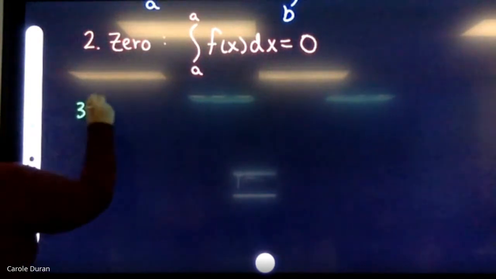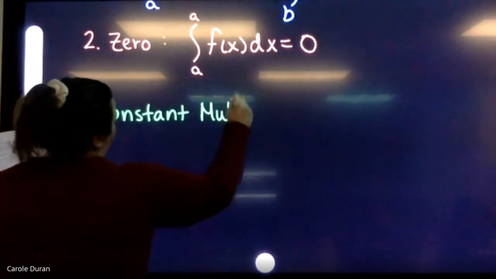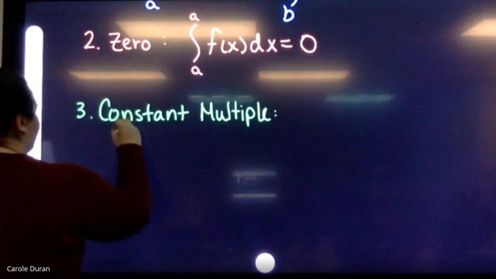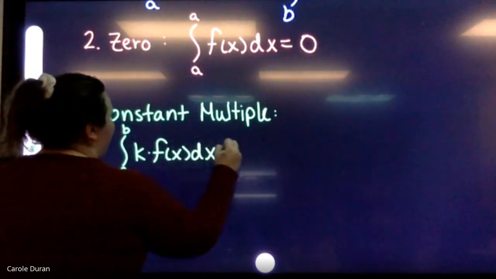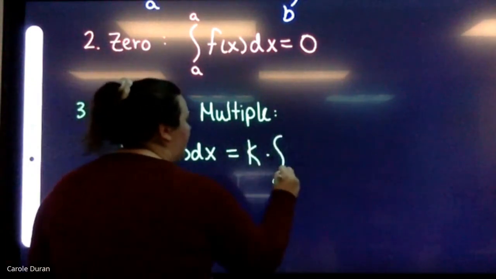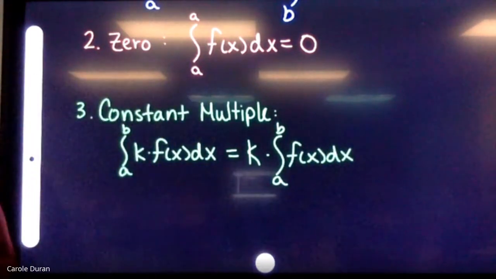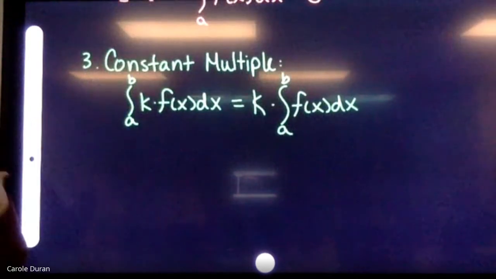The third rule is our constant multiple. If I'm taking the integral from a to b of some constant times my function f of x dx, that is the same as pulling that constant out front and multiplying it by the integral of the function on the interval a to b. So if there's a constant on the very front of my function, I can pull it out in front of my integral, which means I don't have to use it in the integral itself. Why is the constant like a? Because c is going to be something different now.